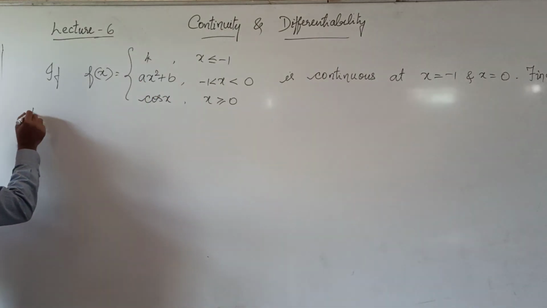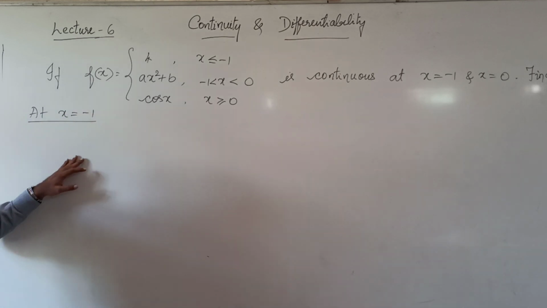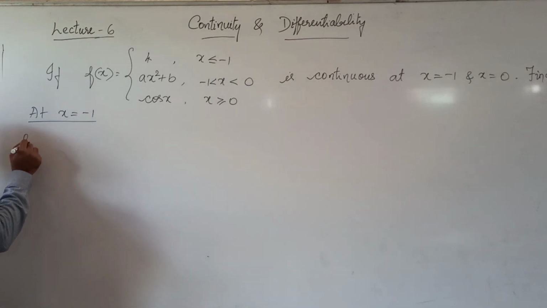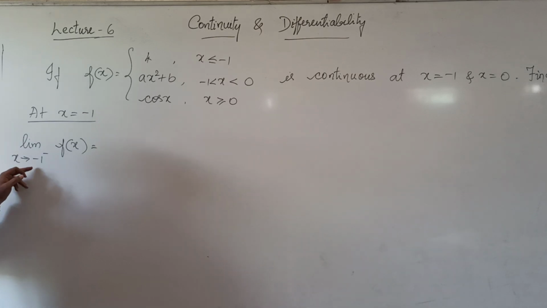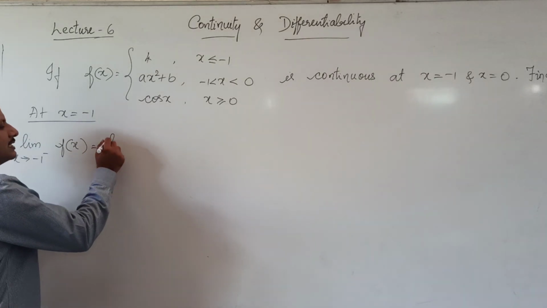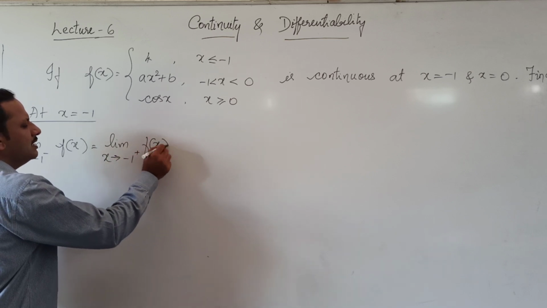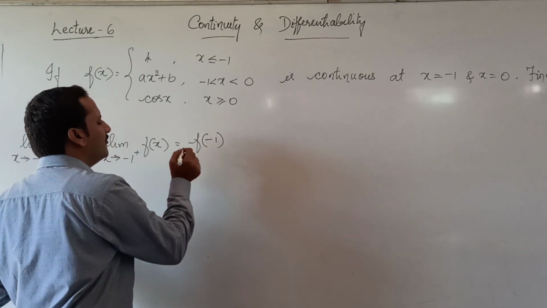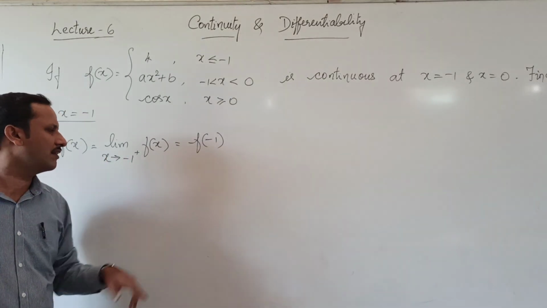First we will consider the continuity at x equal to minus 1. Here in the question itself they have given that the function is continuous at this point. So since the function is continuous at x equal to minus 1, I can write that limit x tends to minus 1 minus f of x, that is the left hand limit, which means x is approaching minus 1 from left side, is equal to limit x tends to minus 1 plus f of x, x approaching minus 1 from right side, which is equal to f of minus 1. Left hand limit is equal to right hand limit is equal to the functional value.